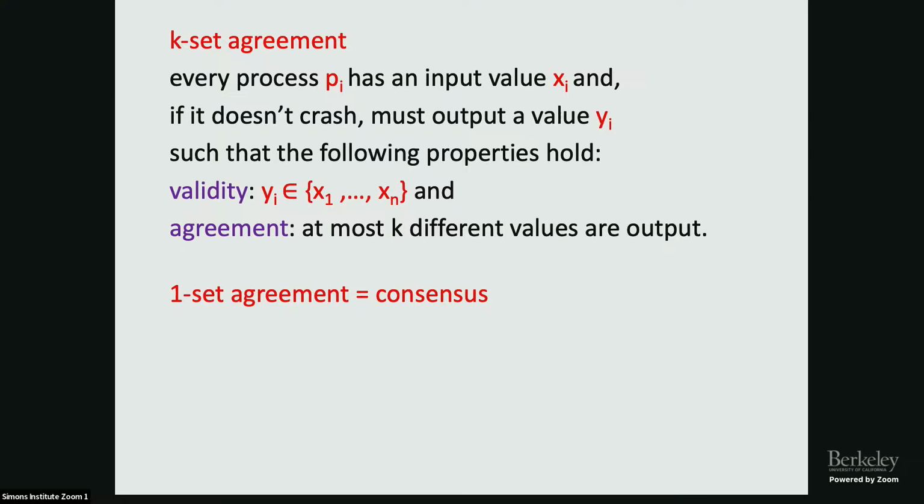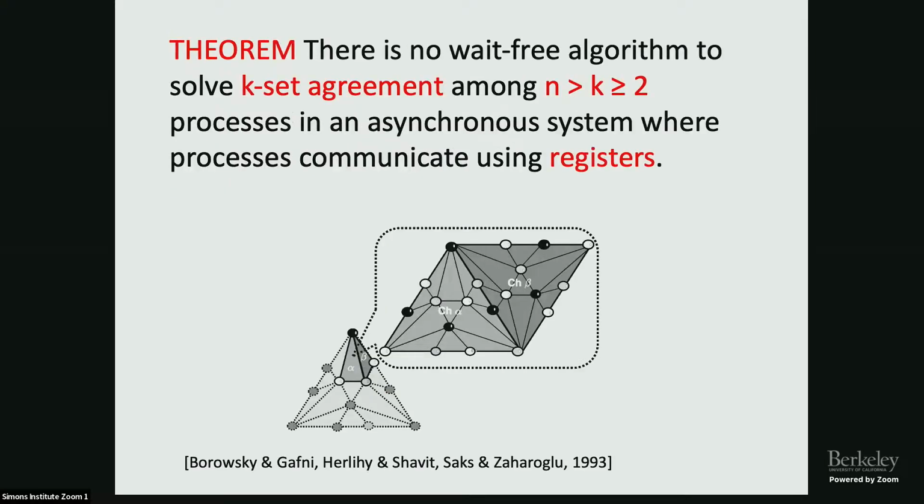K-set agreement is a generalization of consensus. It allows k different values to be output instead of 1. In particular, when k is equal to 1, k-set agreement is the same as consensus. So again, every process has an input value xi, and if it doesn't crash, it has to output a value yi. The same validity property holds, each yi has to be one of the inputs, and the agreement property is that at most k different values are output. Now, it's also known that there's no wait-free algorithm for solving k-set agreement in an asynchronous shared memory system where processes communicate using registers. The proofs of this result are considerably more complicated and use arguments from combinatorial topology. A natural question is whether there are simpler proofs of this result.